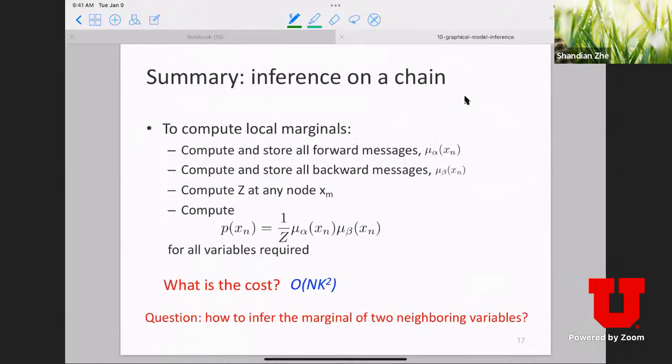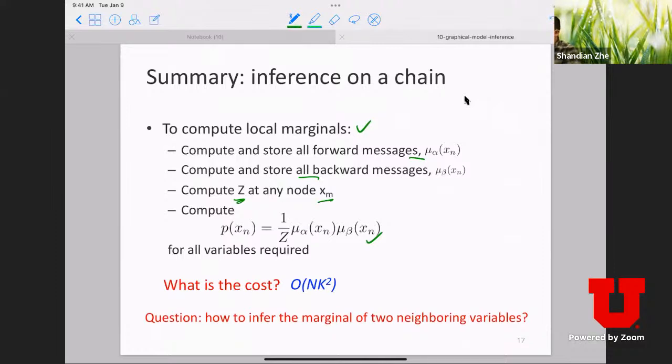So here, we want to give a summary. If you want to do inference on the chain graphical model, if you want to efficiently compute all the local marginals, we can compute and store all the forward messages from left to right. Then we compute and store all the backward messages from right to left. And then, if you don't know the normalization constant, you can just marginalize at any node xn: you just retrieve the forward and backward messages and calculate the marginal distribution.